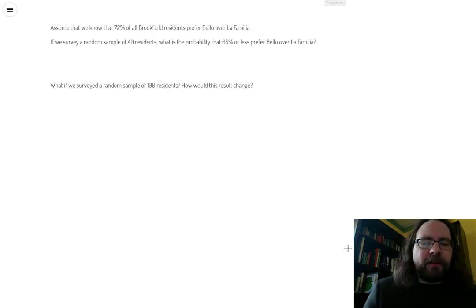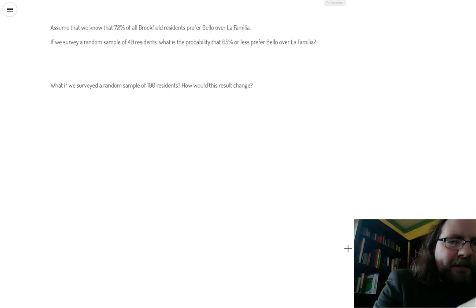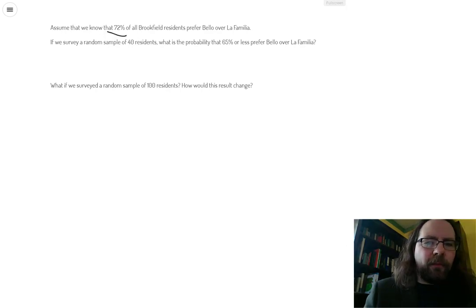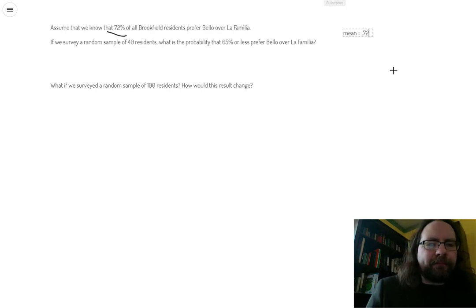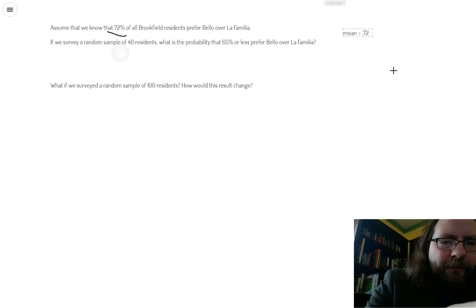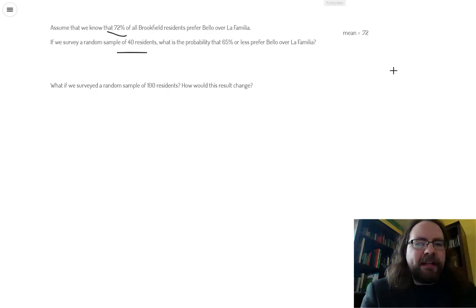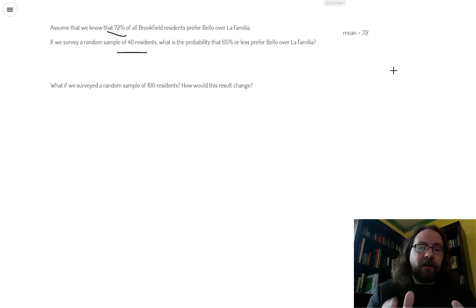But before we do that, I like to establish what the mean and standard deviation should be of this proportion. I can see that 72% of all Brookfield residents prefer Bello over La Familia. That's the population proportion. So I know that that's actually the mean of my normal distribution, so I know it's going to be about 0.72. We're also told that we're sampling, in this case, 40 residents, which I need for my standard deviation. Note that doesn't affect the mean. I always expect the mean to fall around the population proportion. It should be 0.72 in this case.